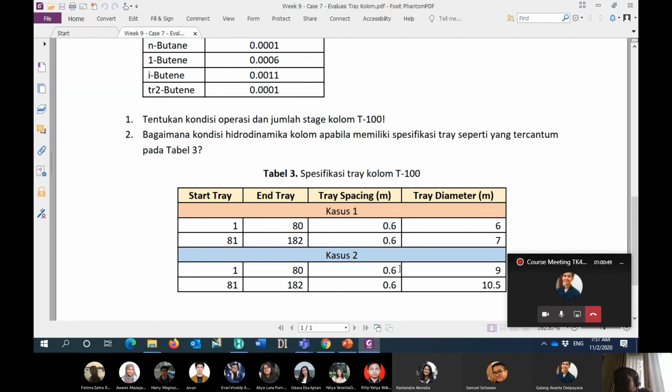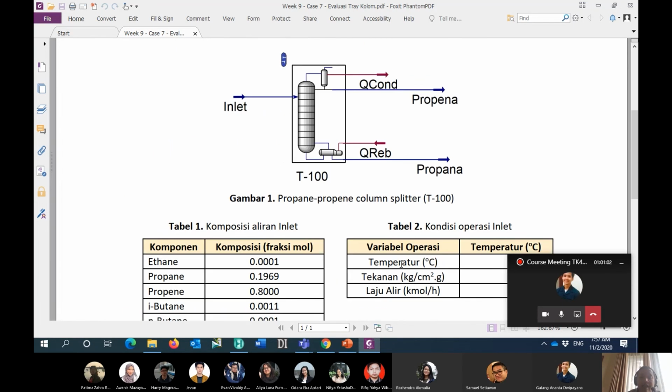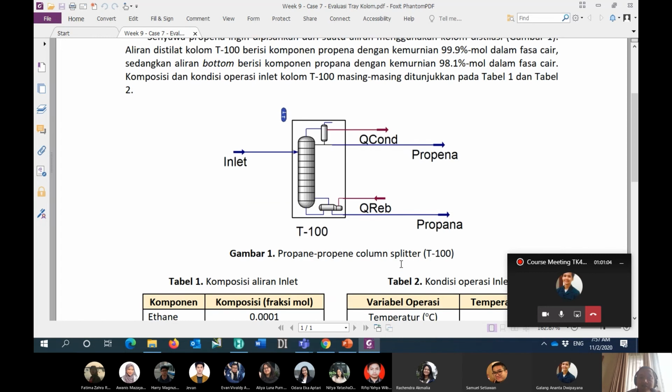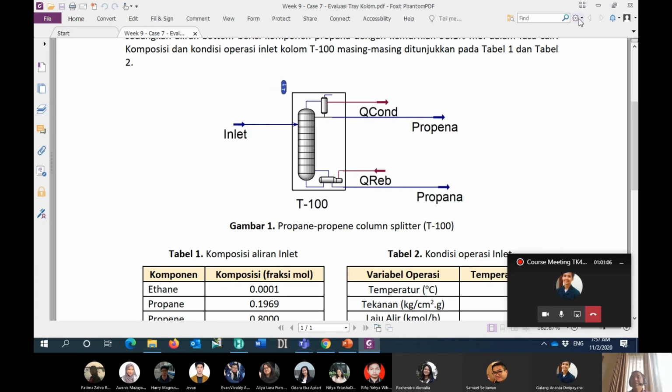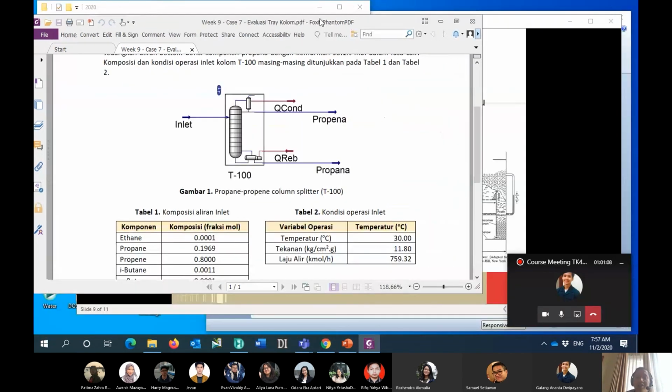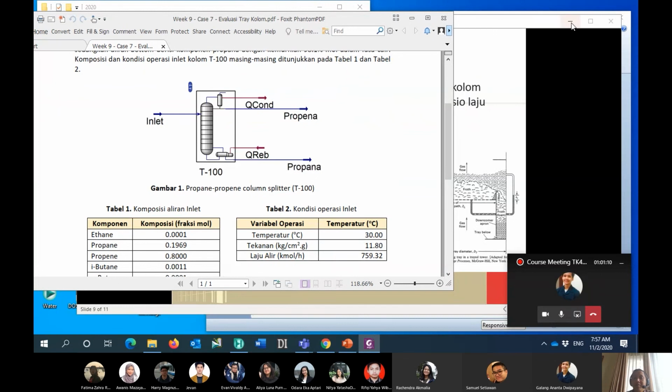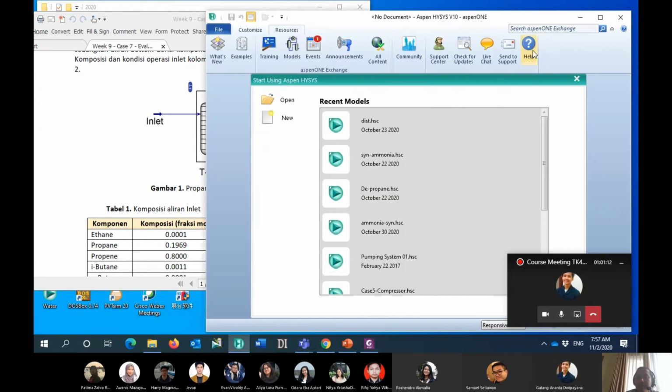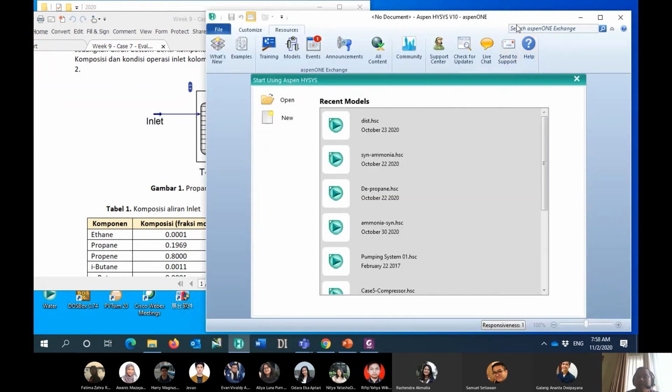So we would like to evaluate, following these conditions, whether the hydrodynamic operation will be okay or not. So this is the case. Let's start with our simulation. We will start the simulation here.